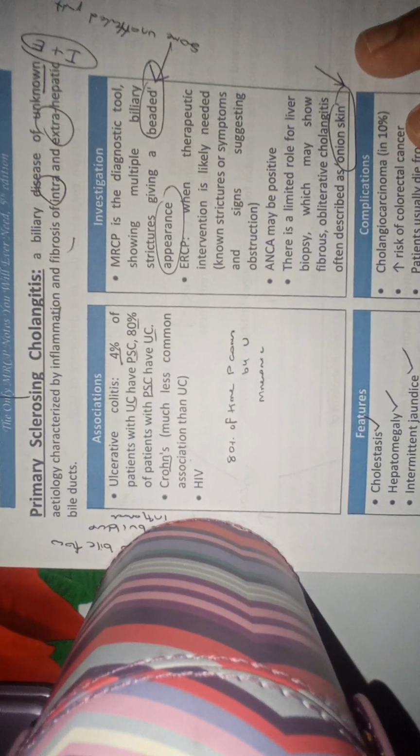A very important disease is primary sclerosing cholangitis, a primary disease of unknown etiology characterized by inflammation and fibrosis of intra- and extrahepatic bile ducts. An association can be ulcerative colitis. 4% of patients with ulcerative colitis have PSC, and 80% of patients with PSC have ulcerative colitis. So these both have good associations. Crohn's is a much less common association than ulcerative colitis, and HIV. MRCP is the diagnostic tool, showing multiple beaded biliary strictures, giving a beaded appearance.